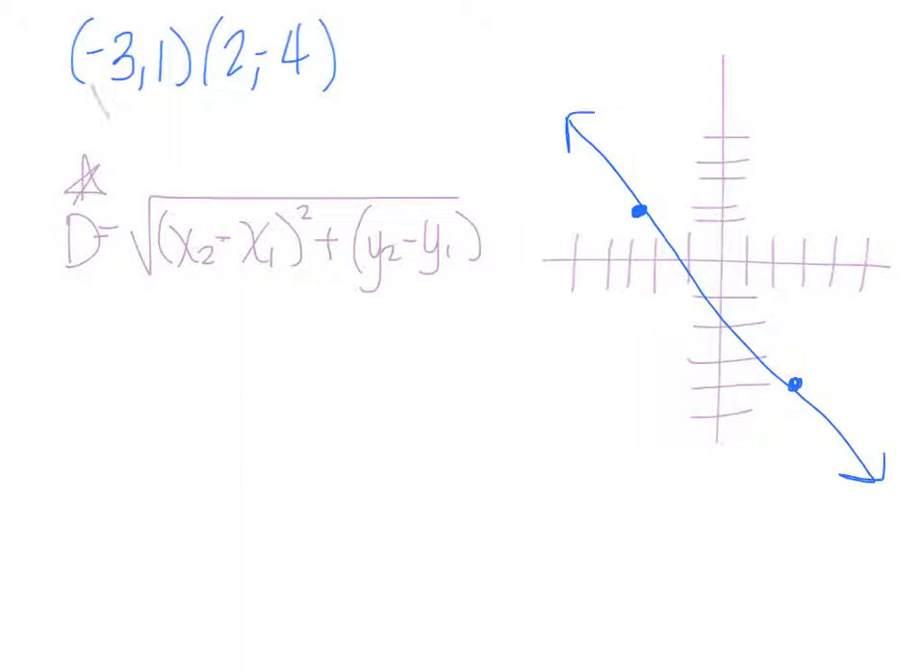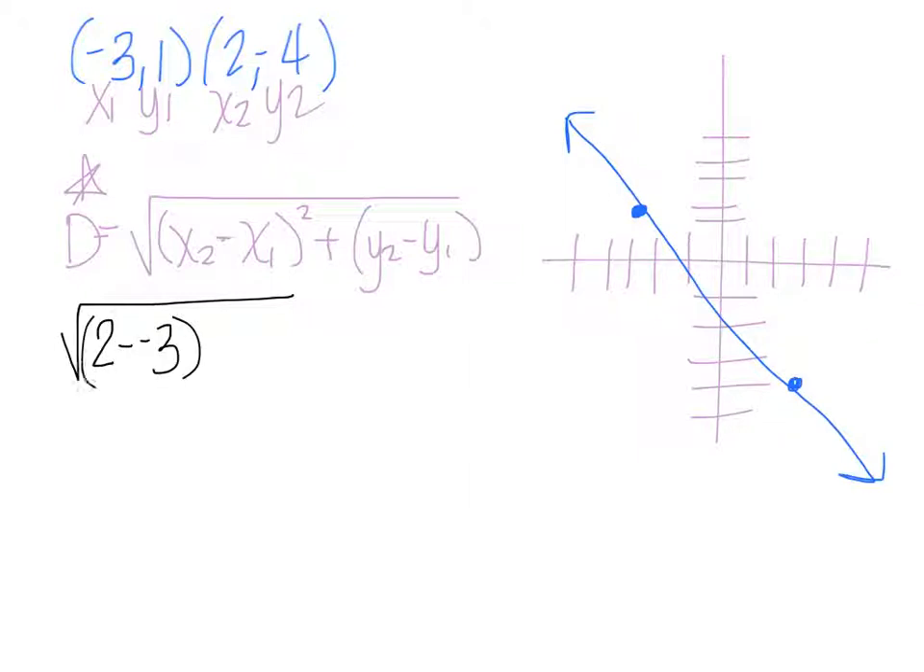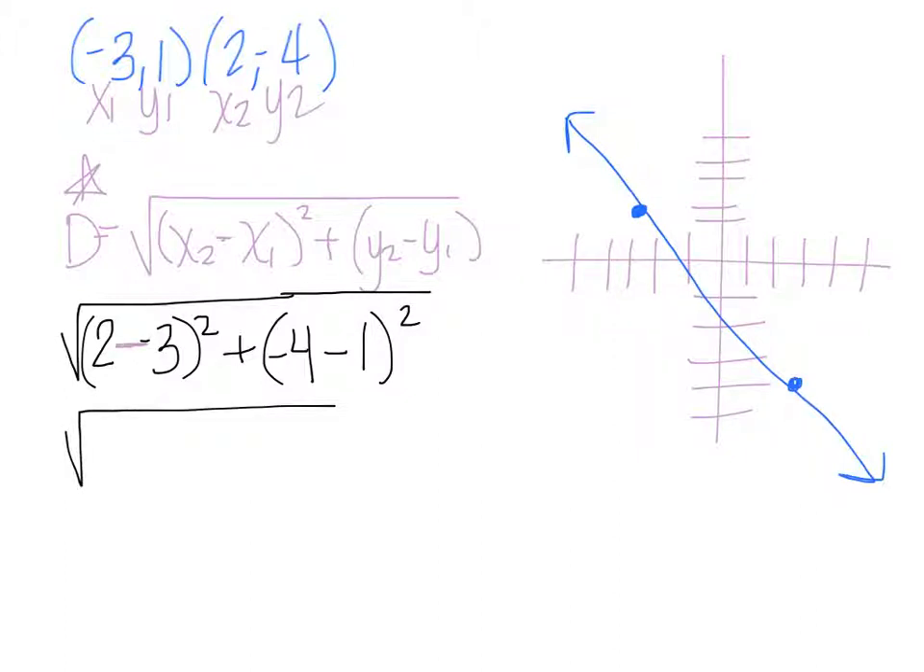What I'm going to do is label my points x1, y1, x2, y2. Now I'm going to plug it into my equation. I'm going to have the square root, and x2 is 2. So we're going to do 2 minus -3, and I'm going to put that in parentheses and square it, plus, in parentheses, -4 minus 1 in parentheses and square it. Now I'm just going to simplify this more, and since these are two negatives, we can make this a plus, and I'm going to do SAO here.